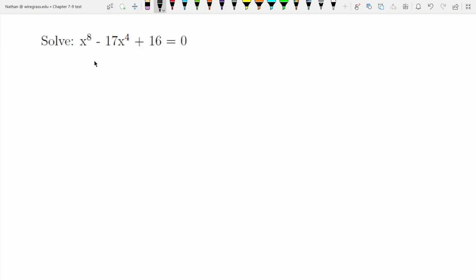All right, to solve this equation, I can see that this is actually quadratic in form because I can say y equals x to the fourth. That means y squared equals x to the eighth. And this becomes y squared minus 17y plus 16 equals 0.